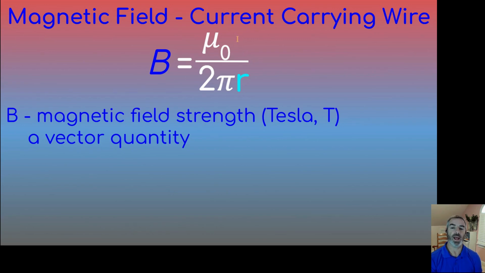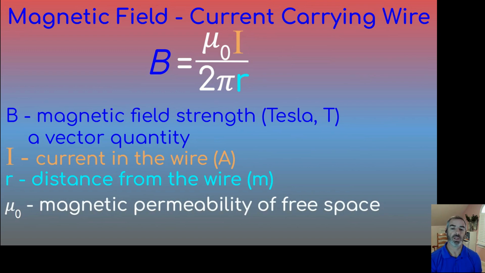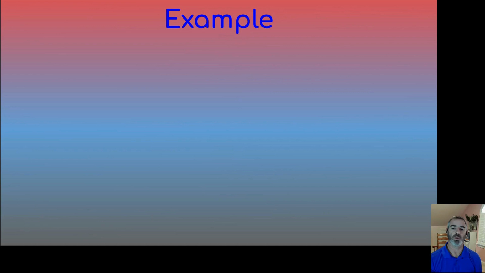We also know that I is the current in the wire, and that's measured in amps. R is the distance from that wire, and that's going to be measured in meters. And mu naught, our constant, is going to be the magnetic permeability of free space. And that value is 4 pi times 10 to the negative 7th Tesla meters per amp. Now note, in the denominator we have 2 pi r, which is the circumference, which is basically like the distance around the path for the magnetic field.